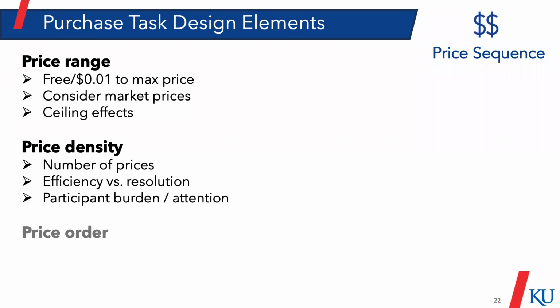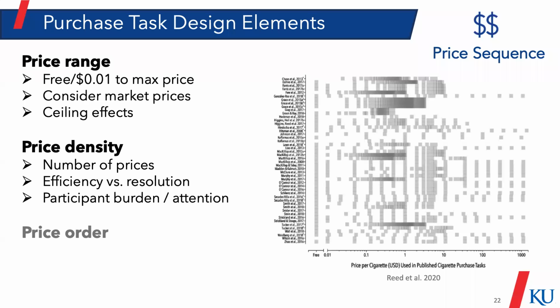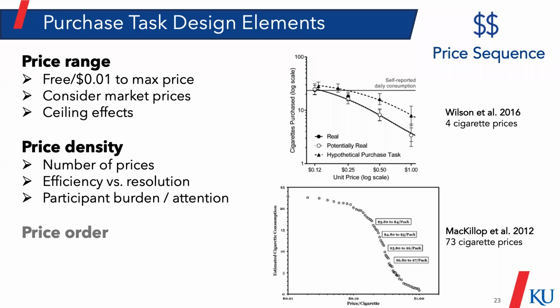Again, going back to that figure from Derek Reed's systematic review, you can see examples both of fairly sparse price density as well as fairly concentrated, with a lot of prices where you almost have a gradient of gray. Just to highlight two ends of the spectrum, we have a study at the top by Arlington George Wilson out of Warren Bickel's lab, where they were looking at real, potentially real, and hypothetical purchase tasks in the laboratory for cigarettes, and they only assessed at 4 price intervals.